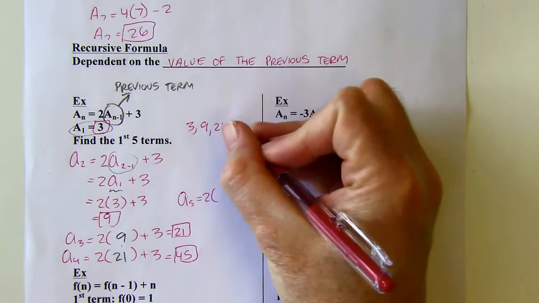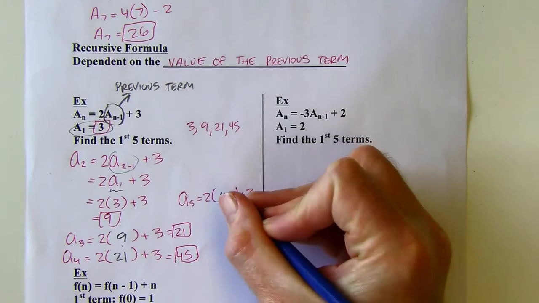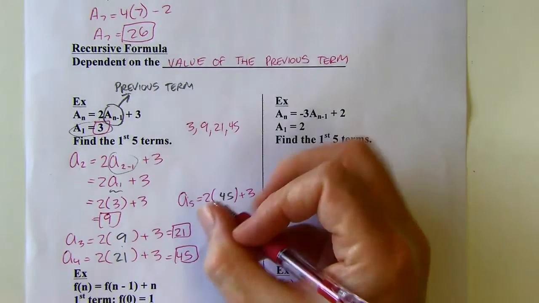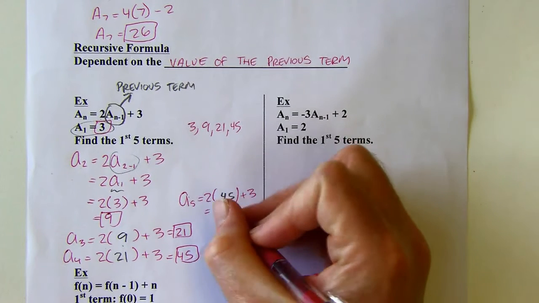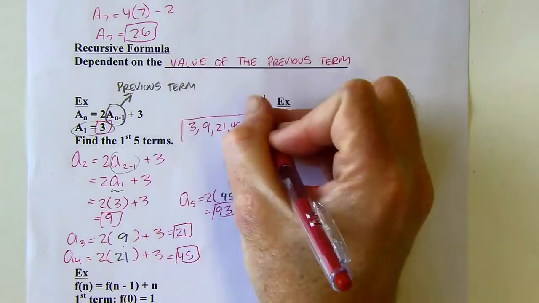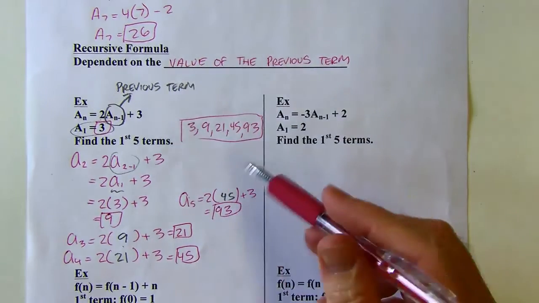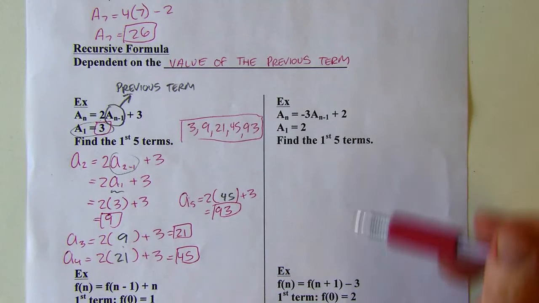So I've got my fourth term now, and I also know what to plug in for my previous term, looking at the fifth term. So let's see, I've got 90 plus 3, that's 93. And there is the fifth term. I don't care which way you present your answers, but I just did a list there to show them all. All right, let's try this one.